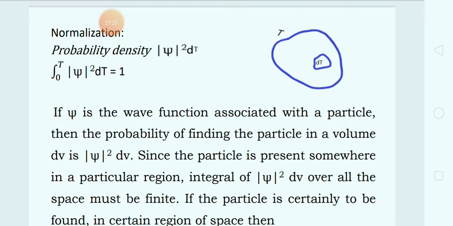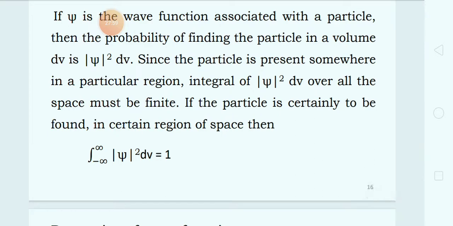Then the probability of finding the particle in the volume dv is modulus of psi square dv. Since the particle is present somewhere in the particular region, the integral of modulus of psi square dv over all the space must be finite. In fact, it must be finite. If this particle is certainly to be found in a certain region of space, then you can see the expression, minus infinity to plus infinity modulus of psi square dv, is equal to unity.